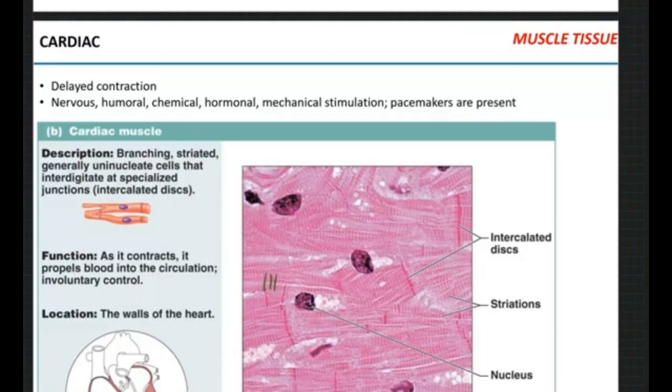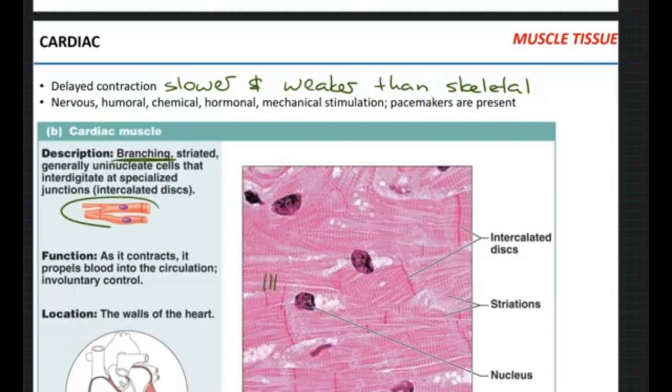However, there are differences. It contracts slower and weaker than skeletal. It is branched, and usually there is one nucleus. Now, important question. Cardiac muscle. Is it contracted voluntarily or involuntarily? Always involuntarily.